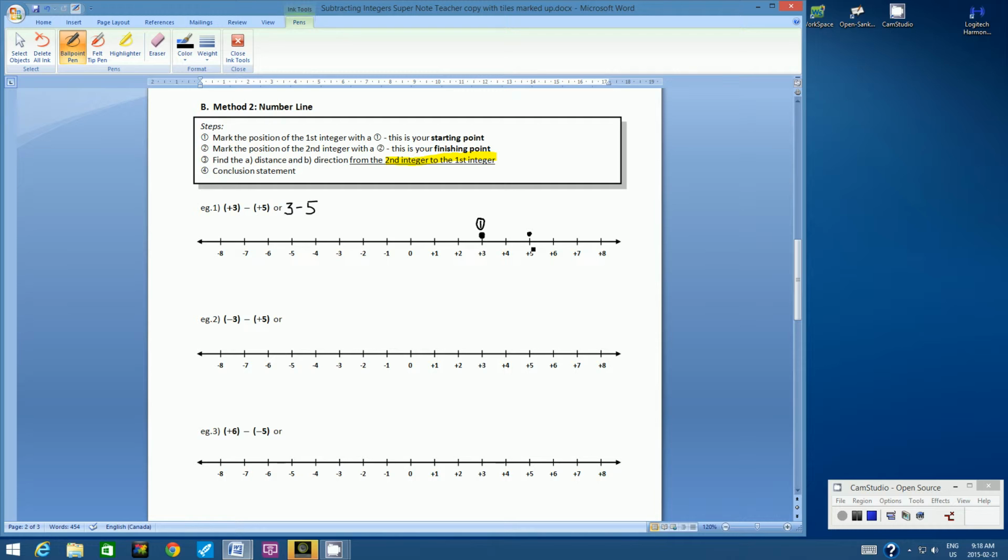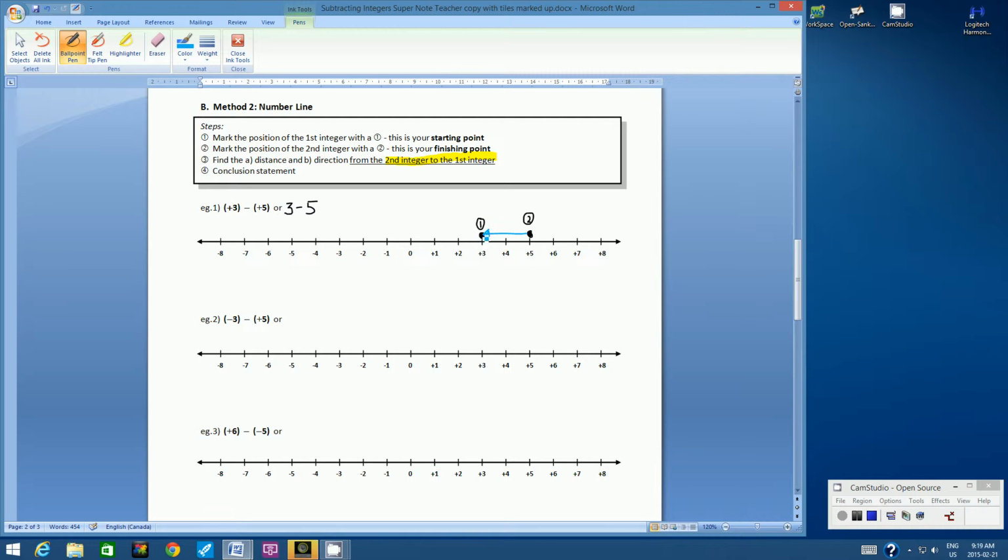Now you can draw these dots right on the number line if you like. I think that if I did that, it would be a little bit messier, but you can draw them right on the number line. Okay, so I'm going to mark this with 2. Find the distance and direction from the second integer to the first. So this is what I want you to do. I want you to draw an arrow from the second integer to the first integer. So I'm going to do it in blue so that it stands out more.